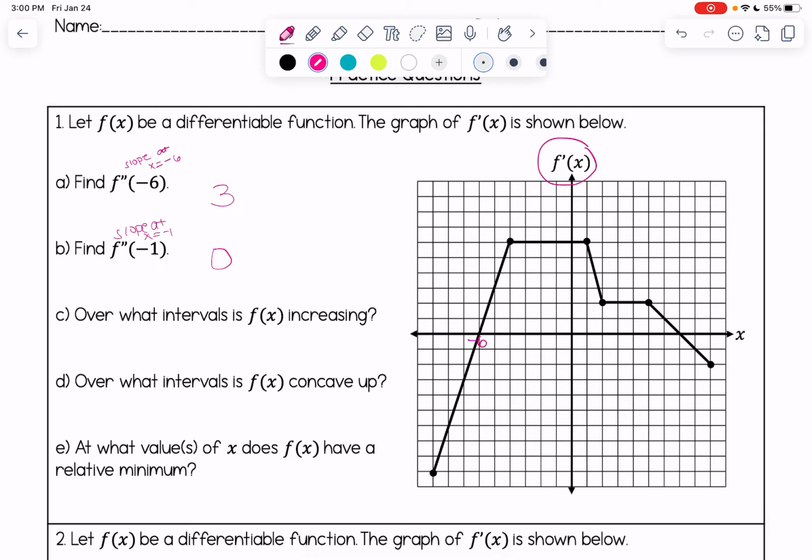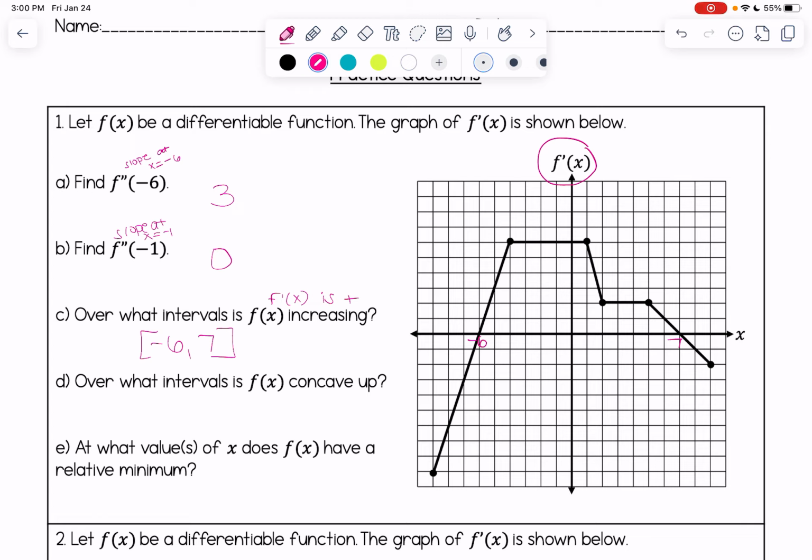C, over what intervals is f of x increasing? Well, let's recap from the first page. What would that mean? If the function is increasing, that would mean that the first derivative is positive. So if I look at where the derivative is positive, that is over the interval -6 to +7. So if I look from those two marks on my x-axis, from -6 to 7, the graph is positive.